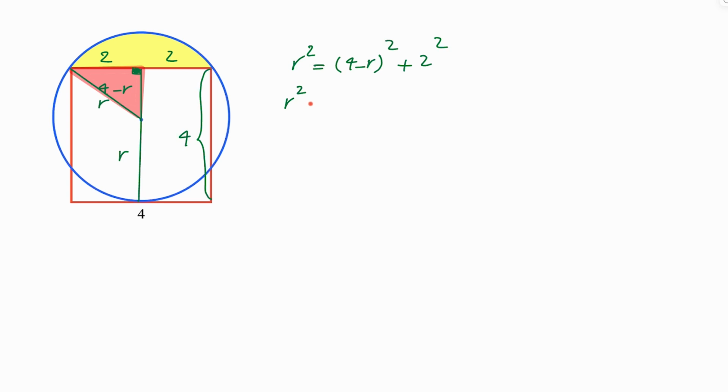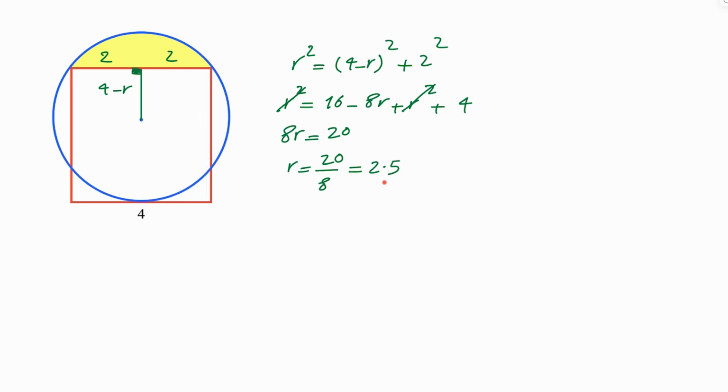We can simplify it. R squared is equal to 16 minus 8R plus R squared plus 4. If we cancel out R squared from both sides, we'll get 8R is equal to 20, and we will have R is equal to 20 divided by 8, and finally we will have 2.5. So now we know that the radius is 2.5.